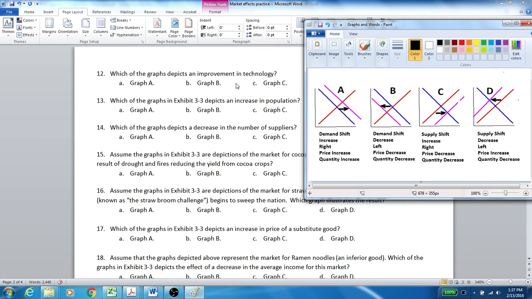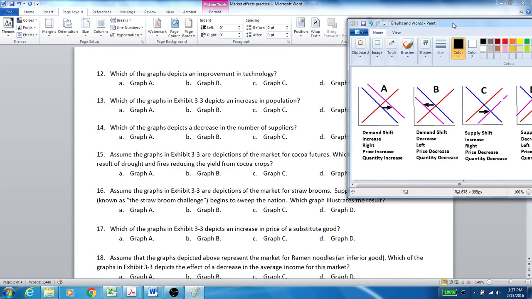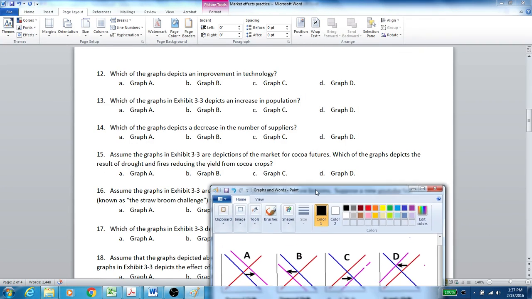Number 12. Which of the graphs depicts an improvement in technology? Technology improvements cause an increase in supply. That's C. Which of the graphs depicts an increase in population? Population increases show an increase in demand. That's A. Which of the graphs depicts a decrease in the number of suppliers? Number of suppliers increasing means an increase in supply. That's C.